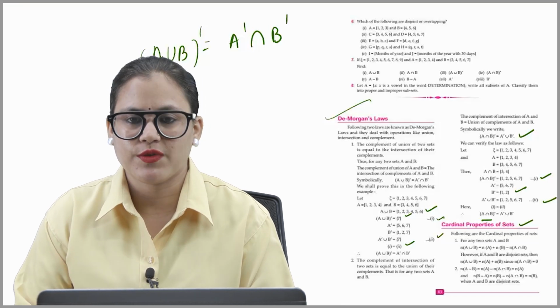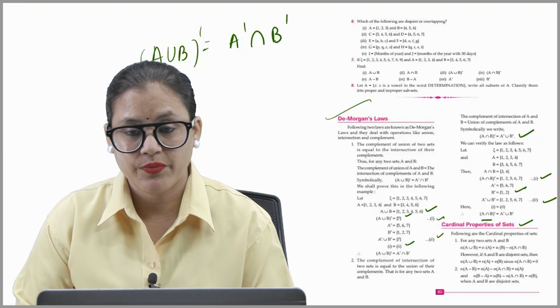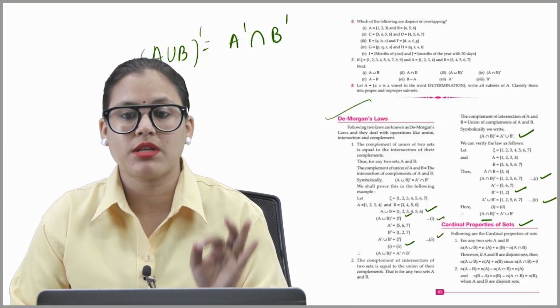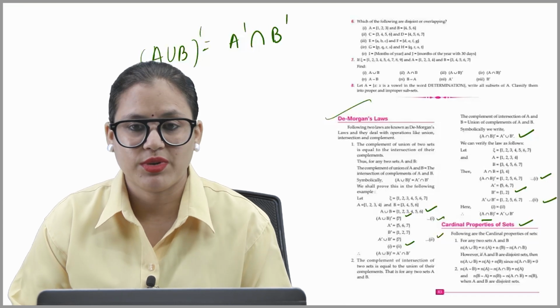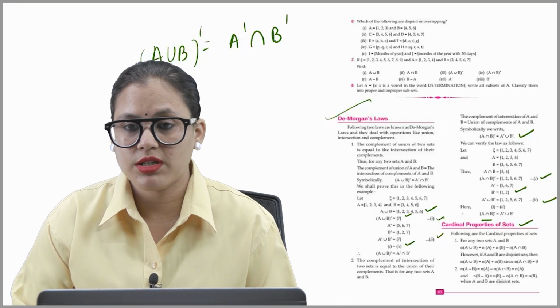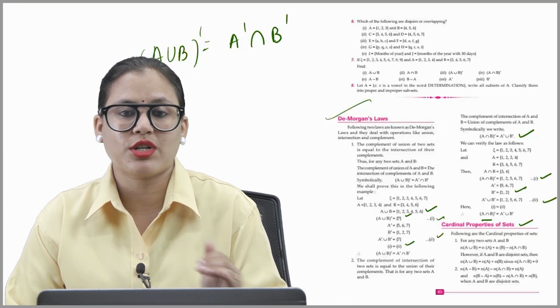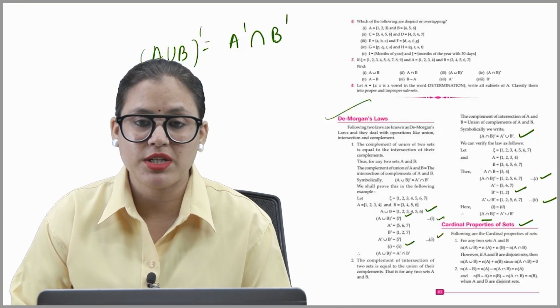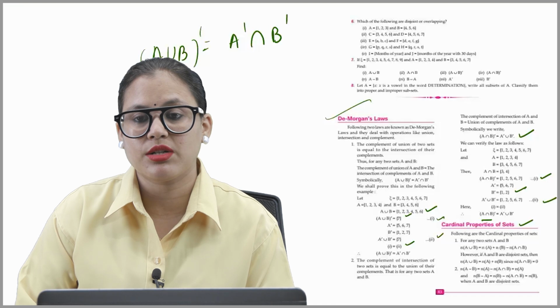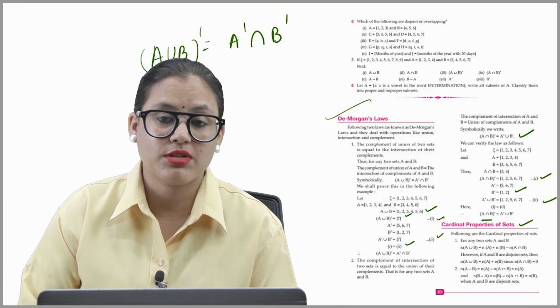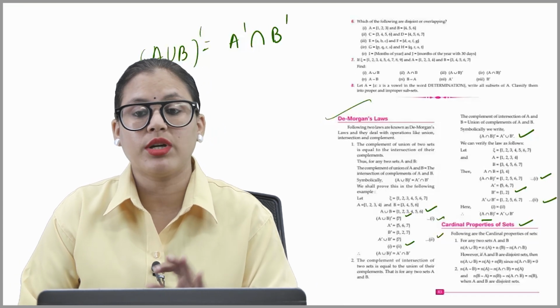Cardinal properties of sets. Following are the cardinal properties of sets. For any two sets A and B, n(A union B) is equal to n(A) plus n(B) minus n(A intersection B). However, if A and B are disjoint sets, then n(A union B) is equal to n(A) plus n(B), since A intersection B is equal to 0. Number 2, n(A minus B) is equal to n(A) minus n(A intersection B), which is equal to n(A), and n(B minus A) is equal to n(B) minus n(A intersection B), which is equal to n(B), when A and B are disjoint sets.